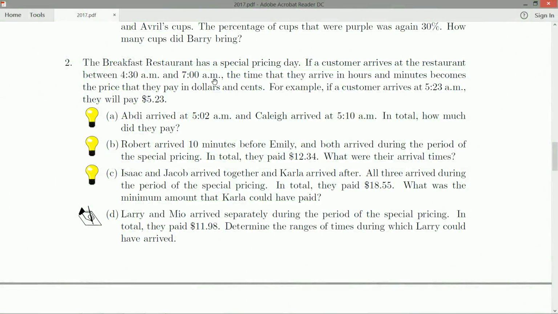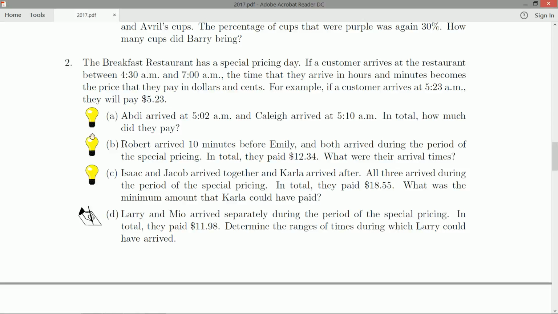Question 2 says, the breakfast restaurant has a special pricing day. If a customer arrives at the restaurant between 4:30 a.m. and 7 a.m., the time that they arrive in hours and minutes becomes the price that they pay in dollars and cents. For example, if a customer arrives at 5:23 a.m., they will pay $5.23.